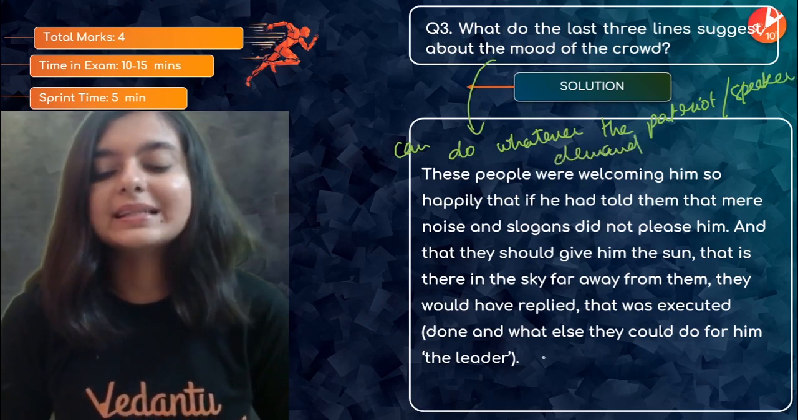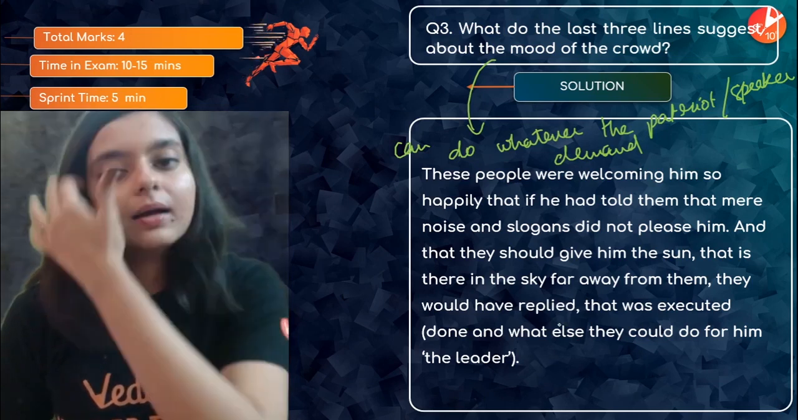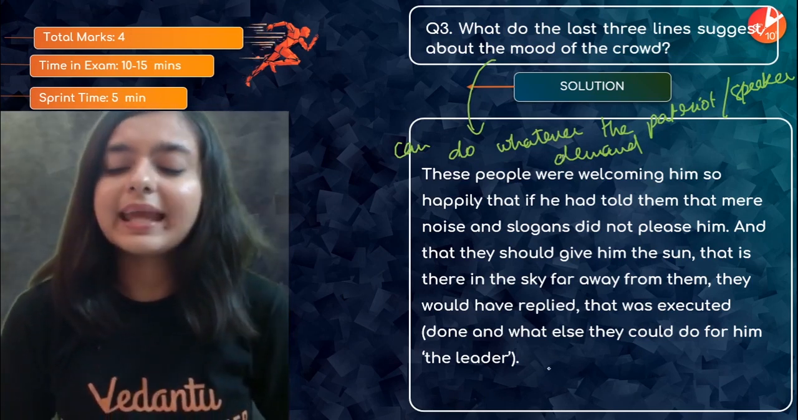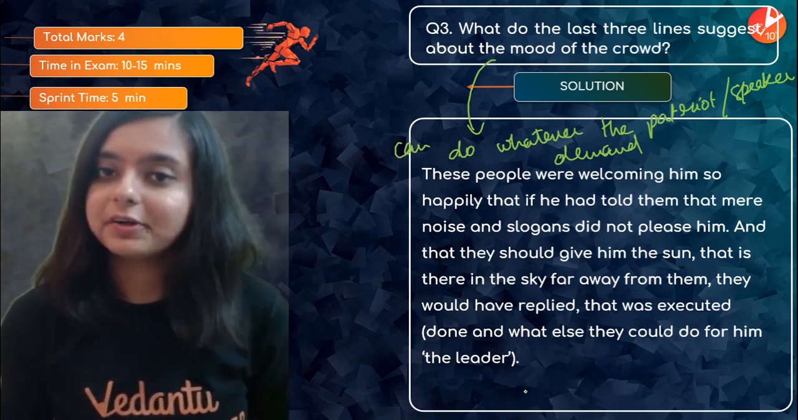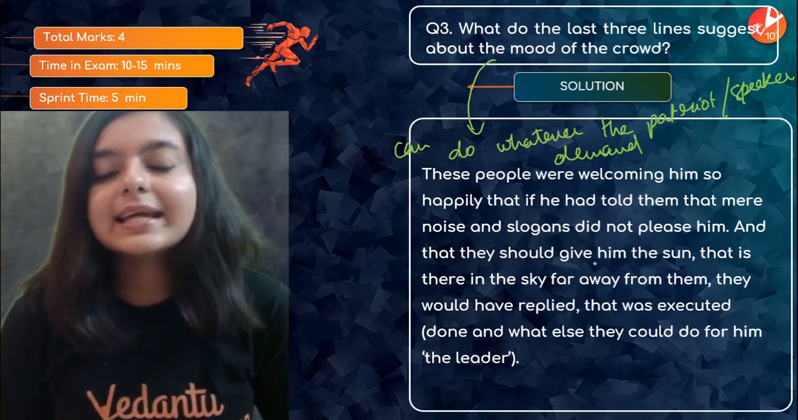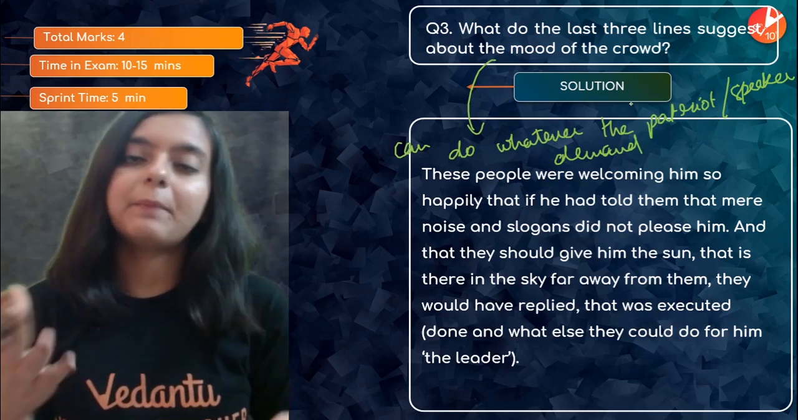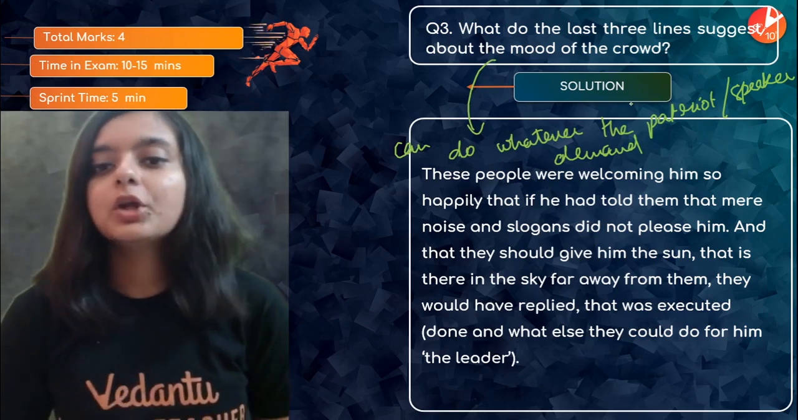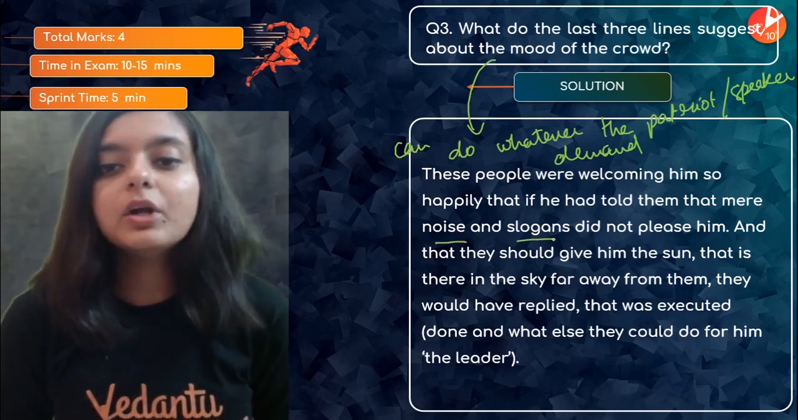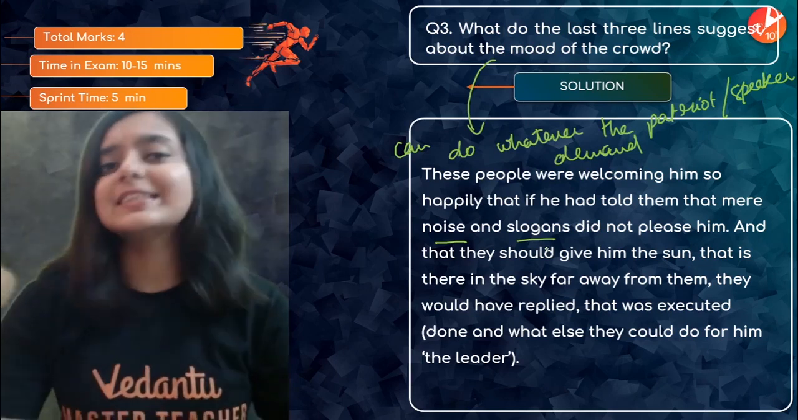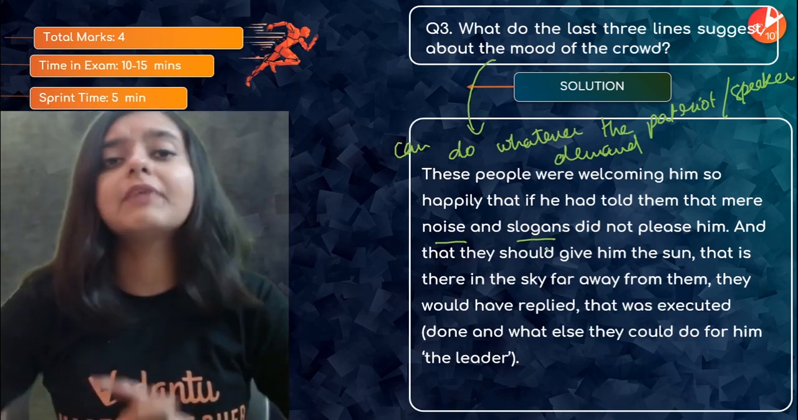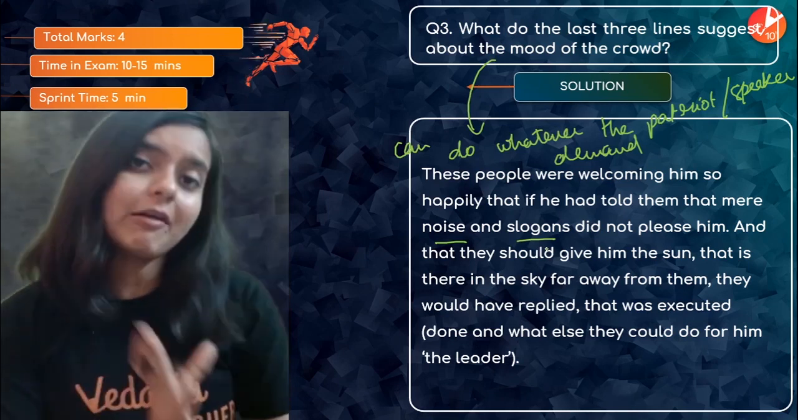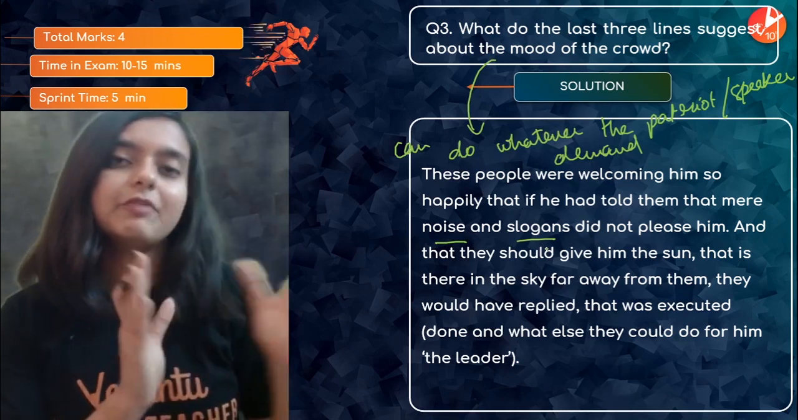Okay, they can basically execute whatever has been ordered, right? So if, let's say, the Patriot is asking him that mere slogans and mere noise is not pleasing you, because they were assembling and hailing him as a hero. They were raising slogans in favor of the hero or in favor of the speaker.